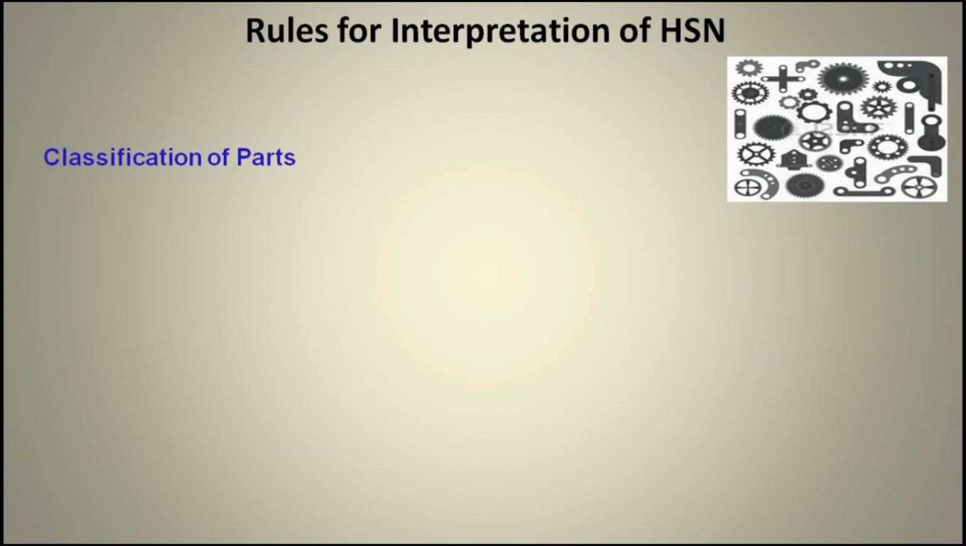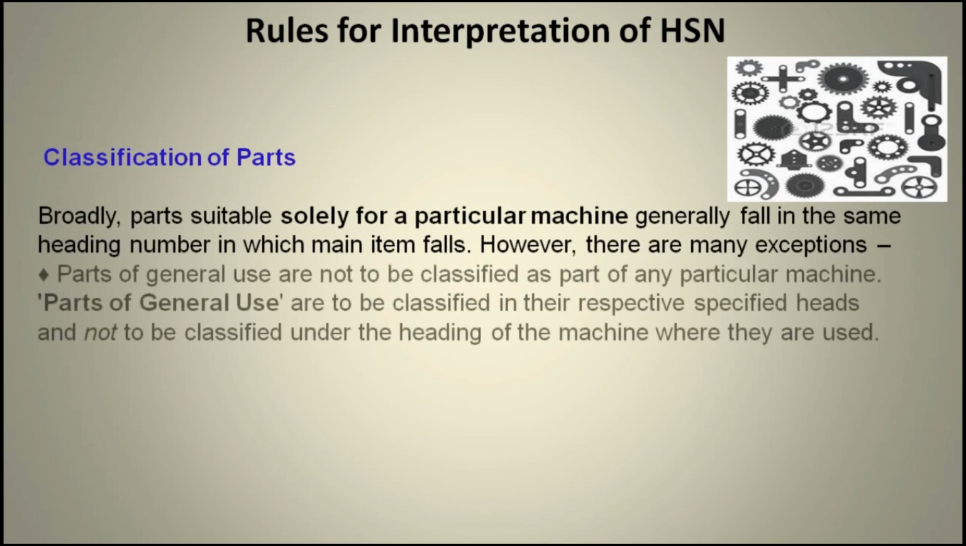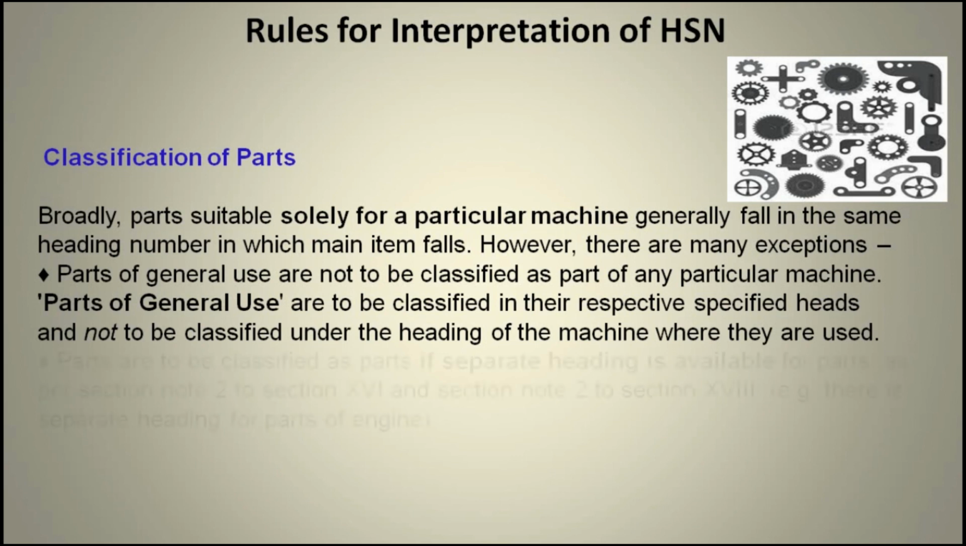Classification of parts. Broadly, parts suitable solely for a particular machine generally fall in the same heading number in which the main item falls. However, there are many exceptions. Parts of general use are not to be classified as part of any particular machine. Parts of general use are to be classified in their respective specified headings and not under the heading of the machine where they are used.